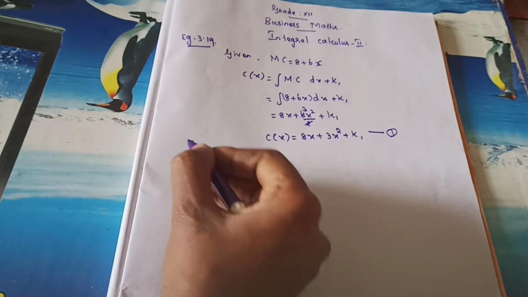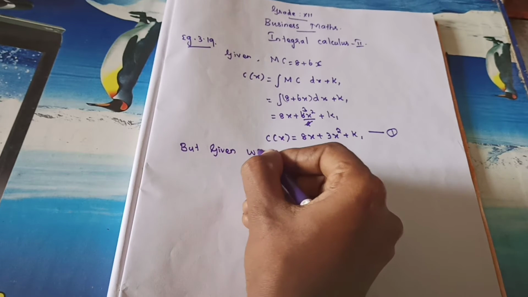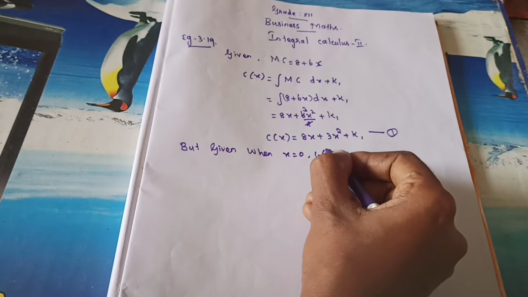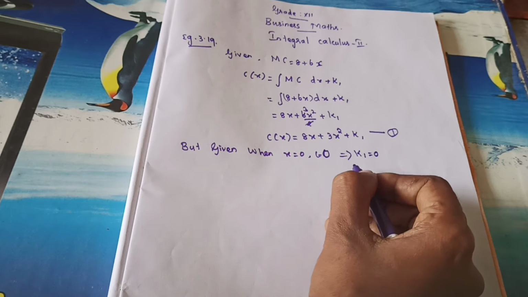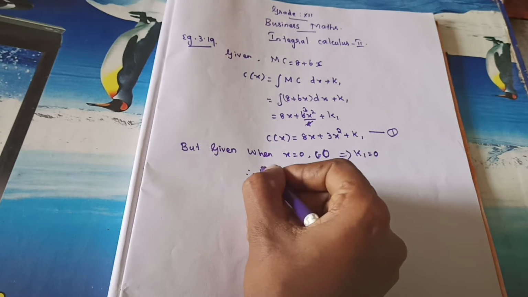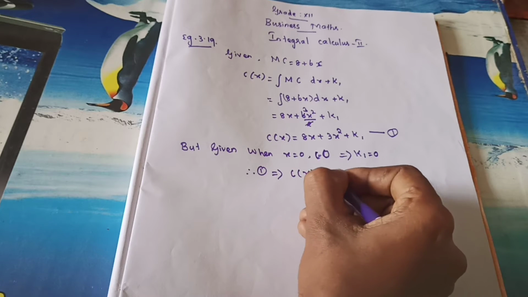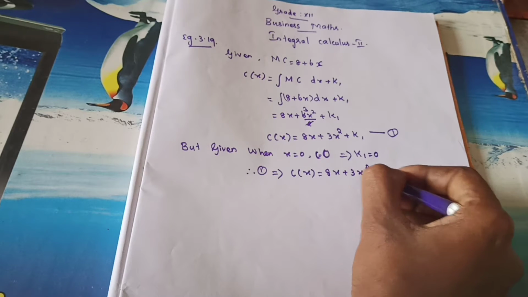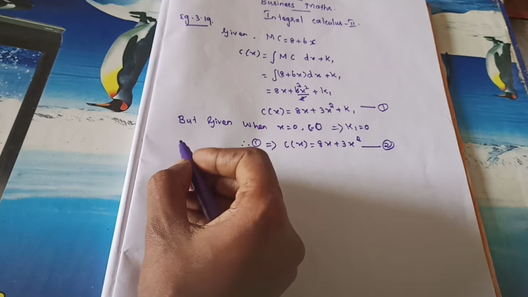But is it right? Given that when x is equal to 0, C is also 0, which implies k1 will get the value 0. This is what I taught you when explaining the definition. So C is equal to 0, k1 also 0. Therefore equation 1 implies, in the place of k1 you substitute 0. So C of x is equal to 8x plus 3x square. Take this as equation number 2. Understand, all of you? Okay, next what will you do?